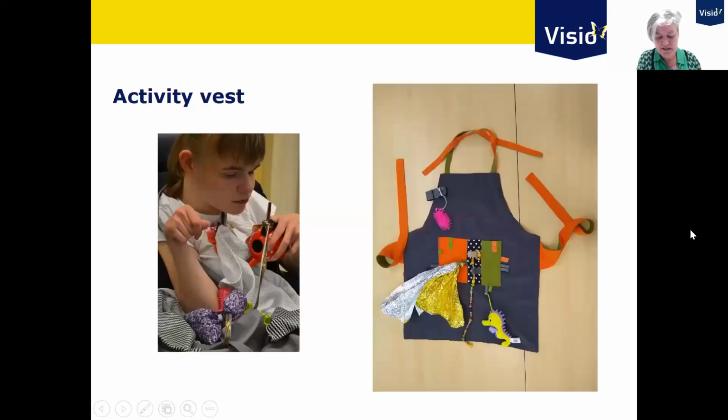And this here is an activity vest. We use this especially when persons are touching their own clothes a lot. By giving them this vest, there's more to explore and you can switch the objects easily. Also here we see that the objects never will disappear and that this person can repeat his action all the time.